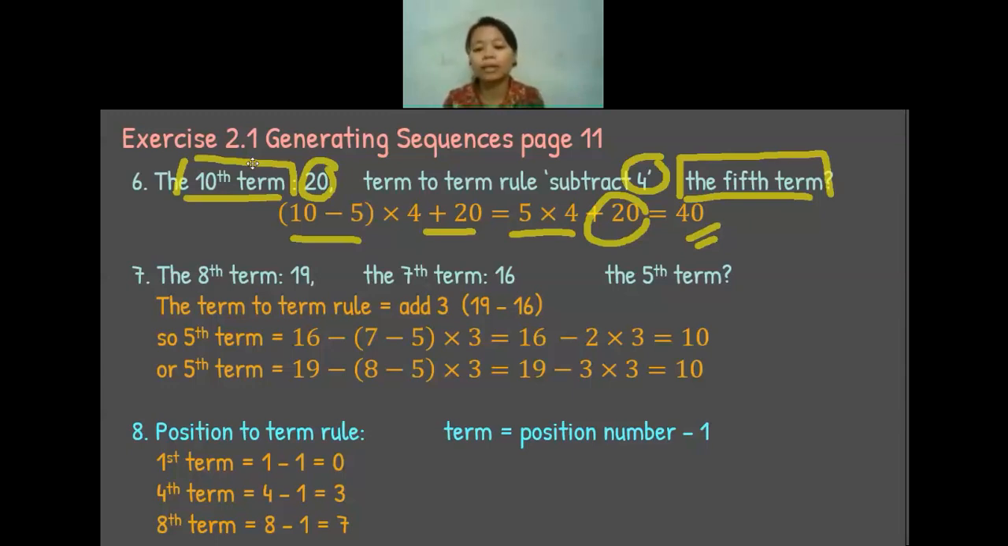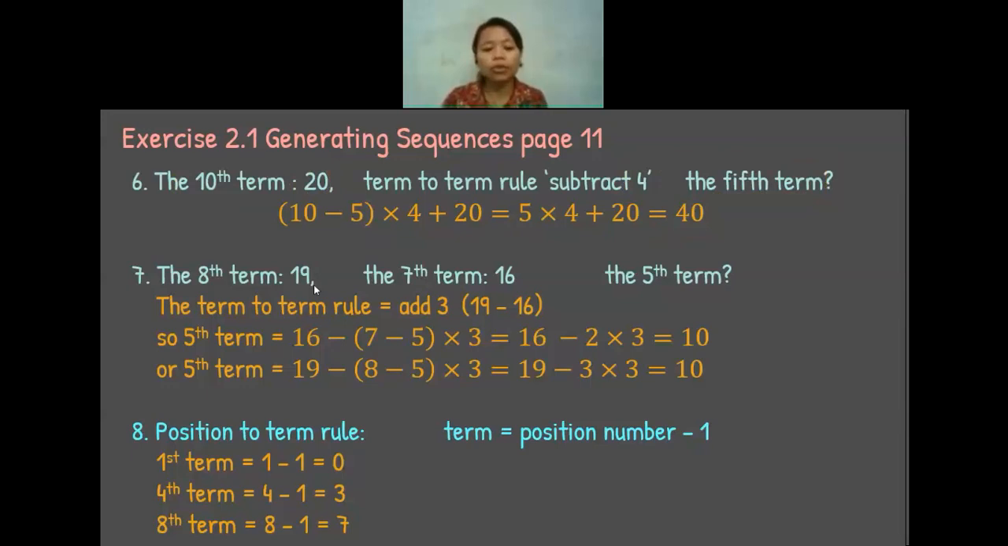That's why I do plus 20. The 20 I got from the term given. Or I can go back to the previous one. For the previous one, I also do the same thing. I do plus or I do subtract with the given term.